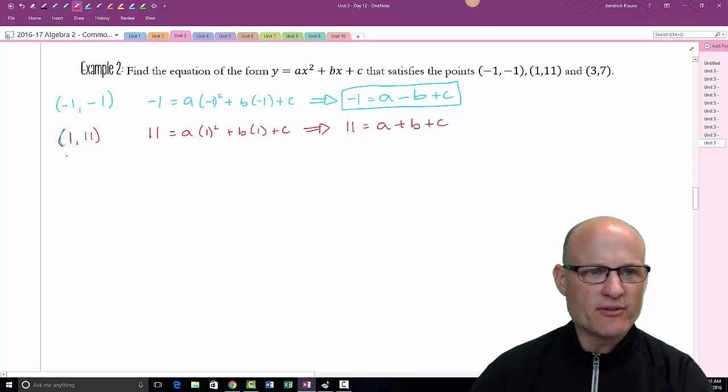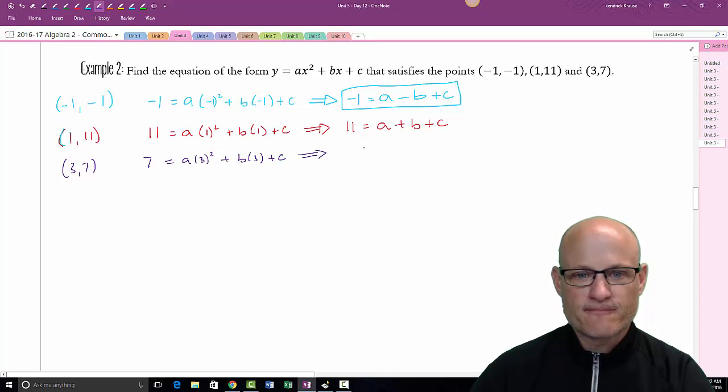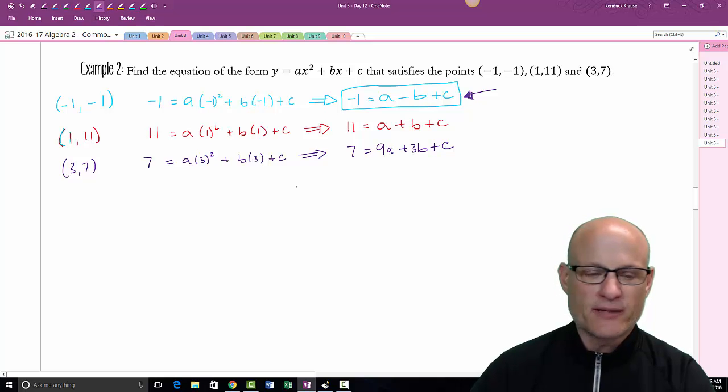And our last one is 3, 7. So 7 is equal to a times 3 squared plus b times 3 plus c, which gives us 7 equals 9a plus 3b plus c. So there's our 3 equations. I'm probably going to solve this one for a. It really doesn't matter, but let's just solve this one for a.